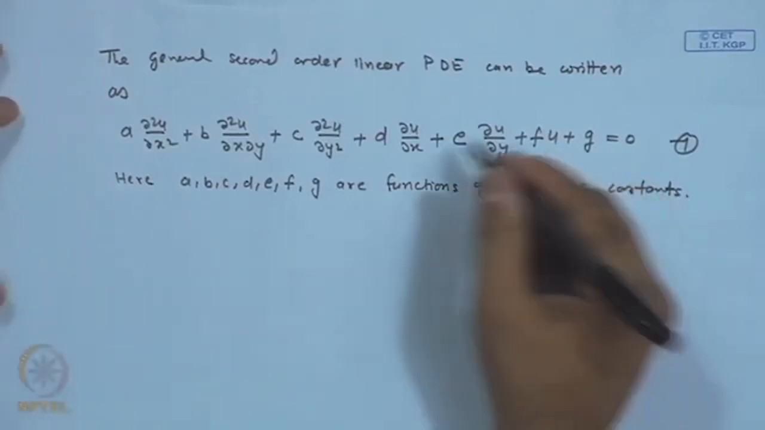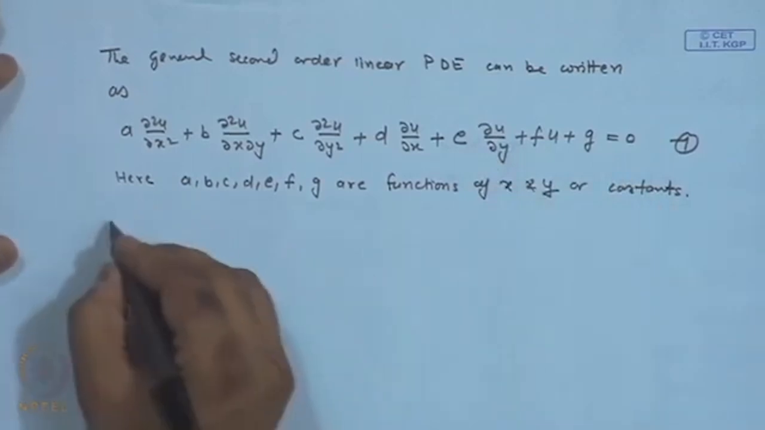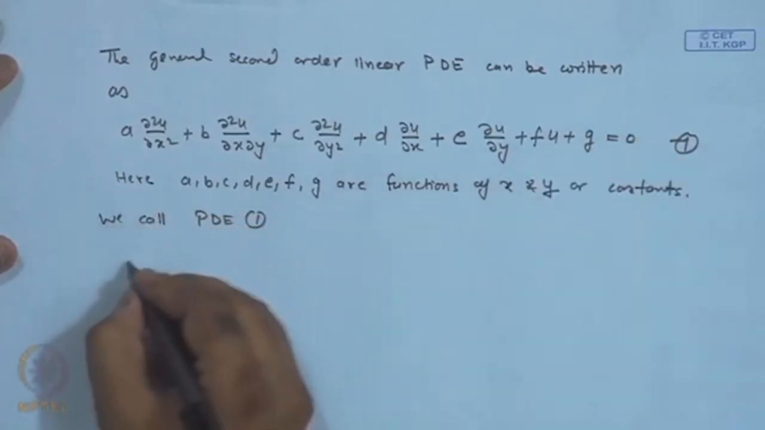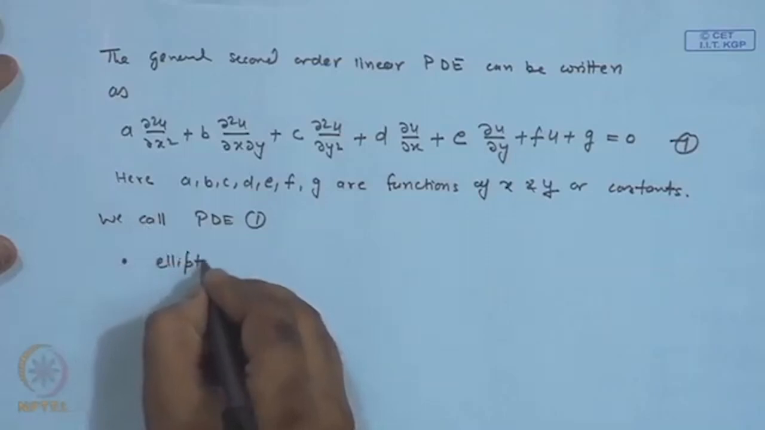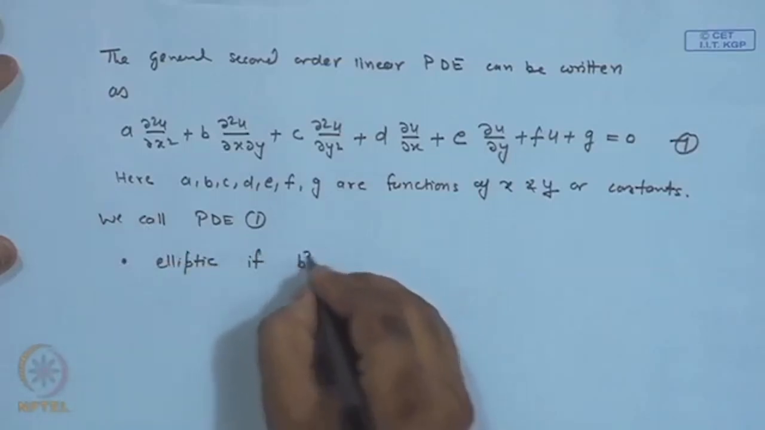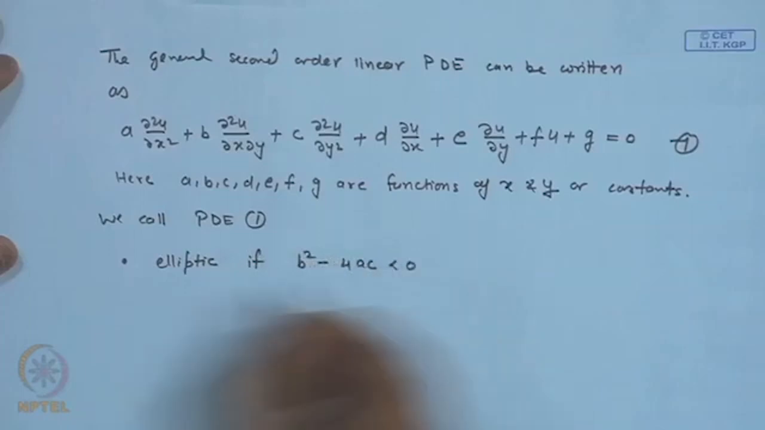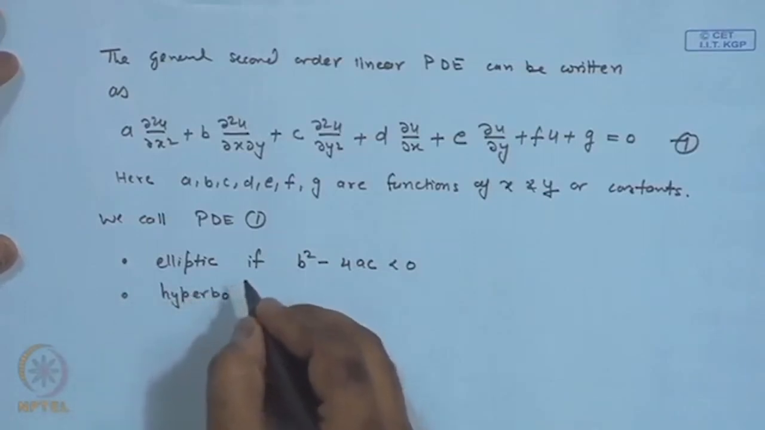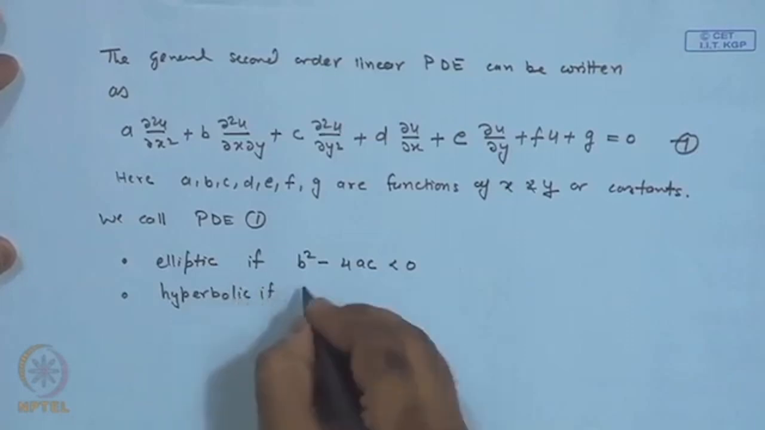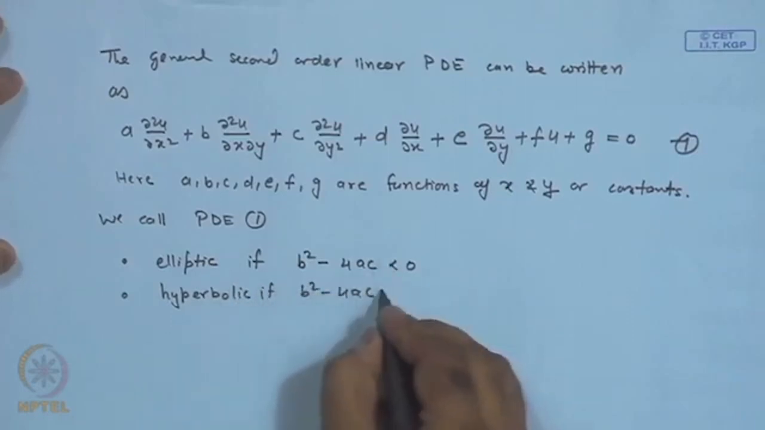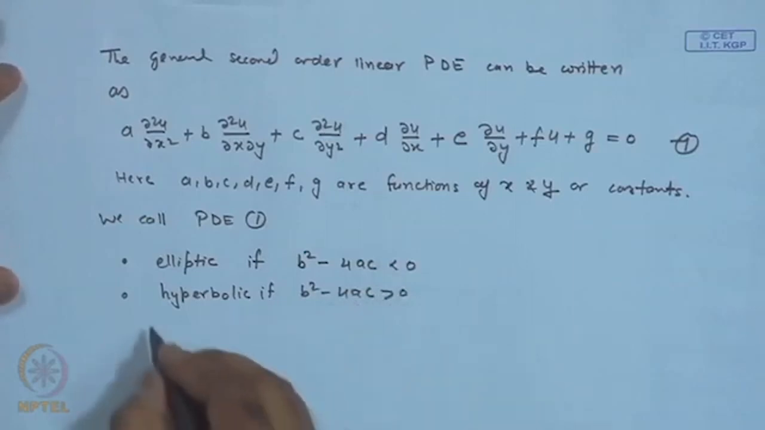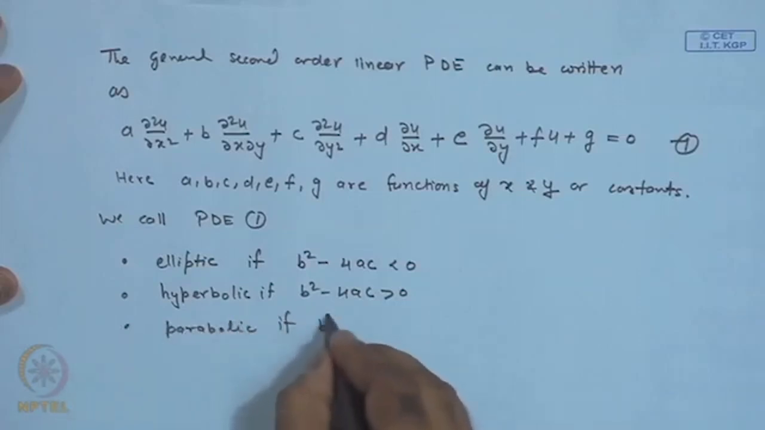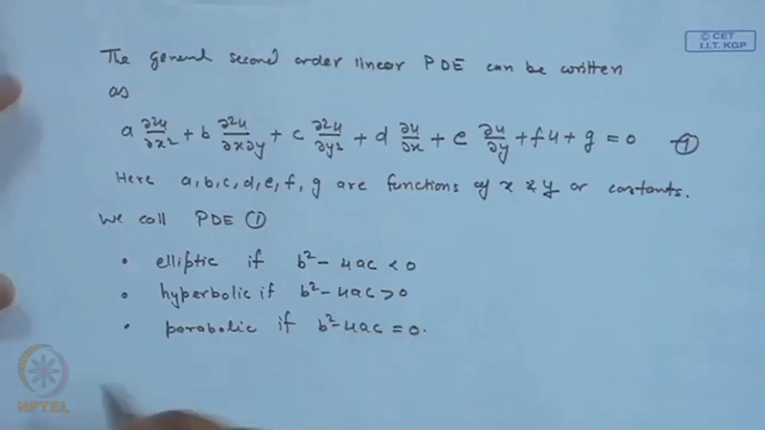So, there is a classification for these partial differential equations, and we call this PDE elliptic if this b square minus 4ac is negative, and we call the PDE hyperbolic if b square minus 4ac is greater than 0, and parabolic if b square minus 4ac is equal to 0.